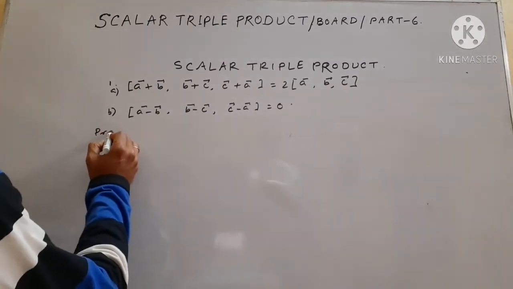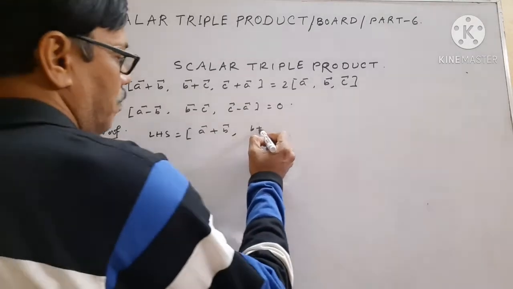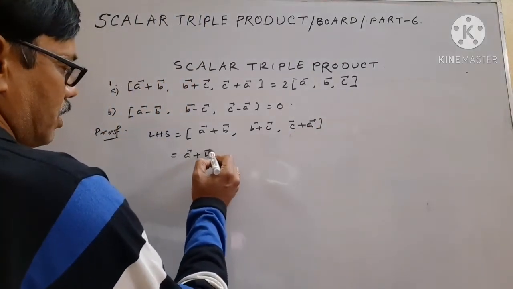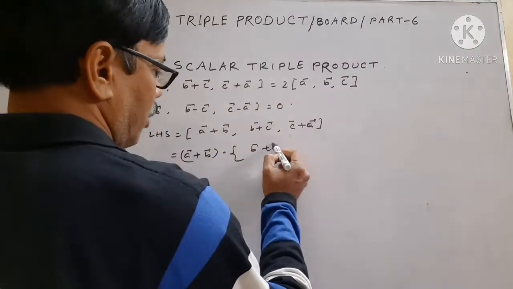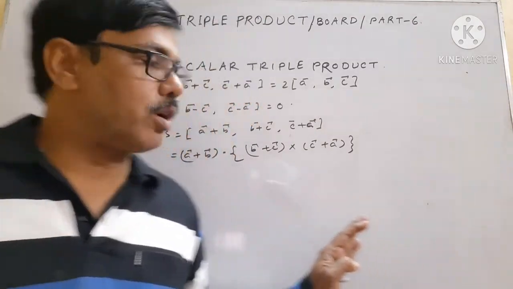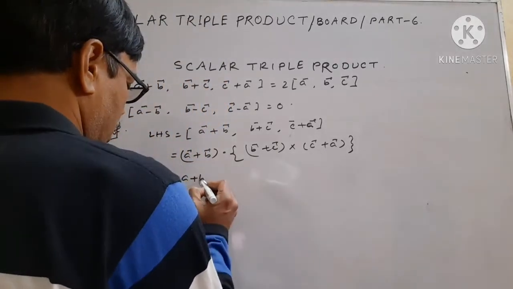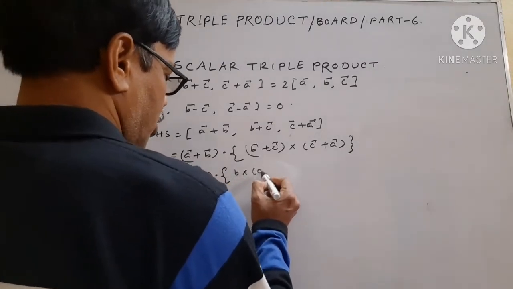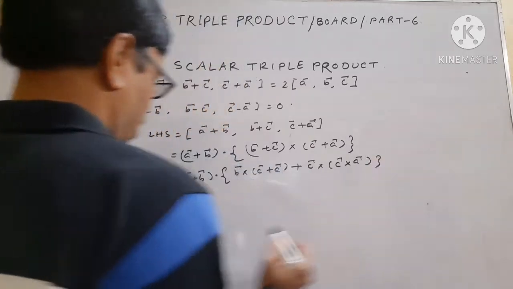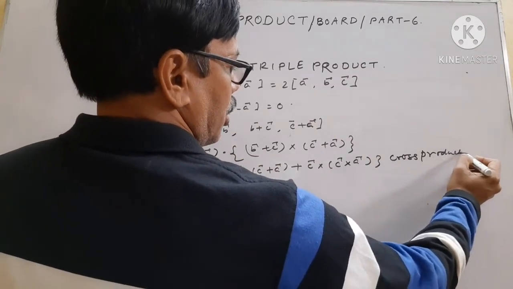So proof. Look, LHS equals box A plus B, B plus C, C plus A. So this equals, from definition, A plus B dot the cross product of the other two vectors. If it is a board problem, and it is not in terms of i, j, k, you have to use sequential steps. So A plus B unchanged, dot B cross C plus A, distributive cross product, C cross A. Cross product is distributive.